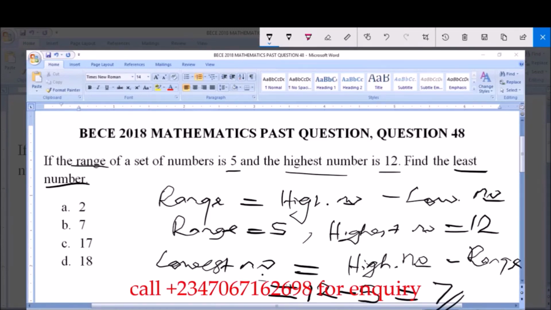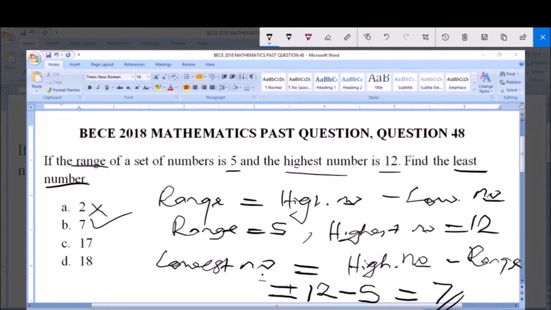From the options, A says 2, which is wrong. B says 7, which is correct. C says 17, which is wrong, and D says 18, which is wrong. So option B is the correct answer, 7. So the least number of this set of numbers is 7.